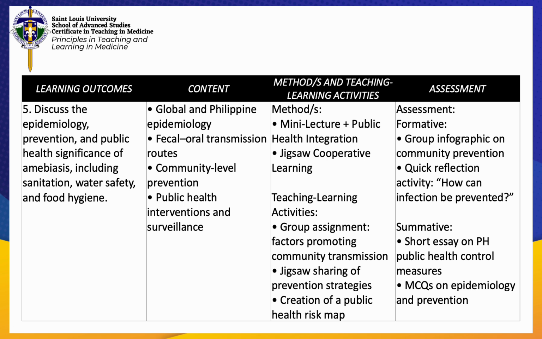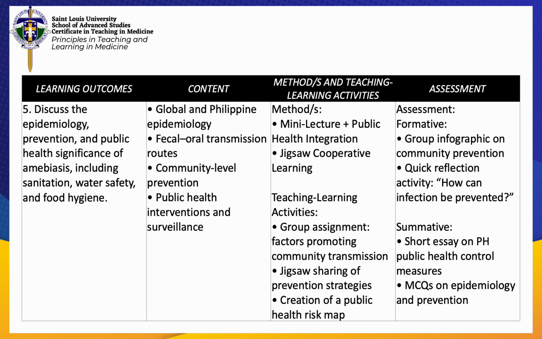Outcome 5 addresses the public health dimension. So the students examine global and Philippine epidemiology, fecal-oral transmission patterns, and community-level preventive strategies. Using cooperative learning through a jigsaw method, groups identify risk factors and develop prevention maps.